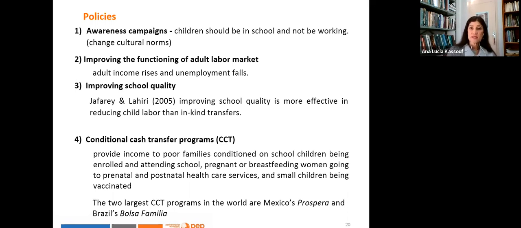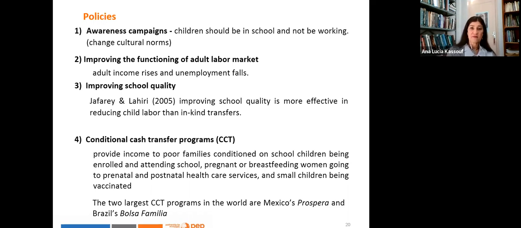Another thing that's very important is improving school quality. School attracts kids when they or their parents see the returns to investment. So it's very good to have a high quality school for the improvement of the human capital of kids and the decrease of child labor.